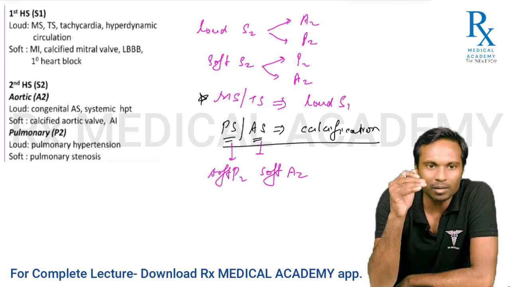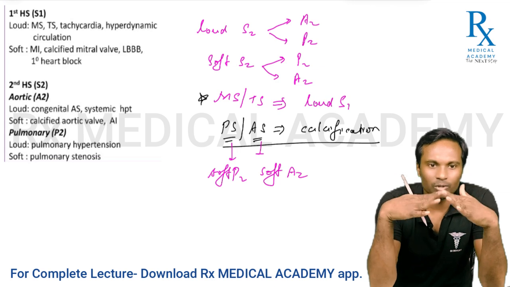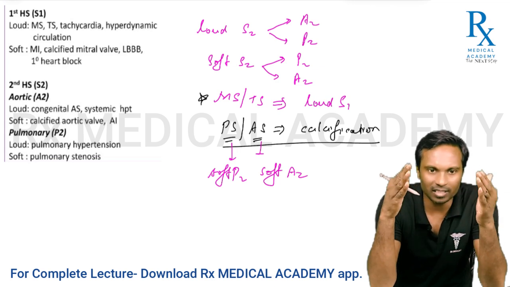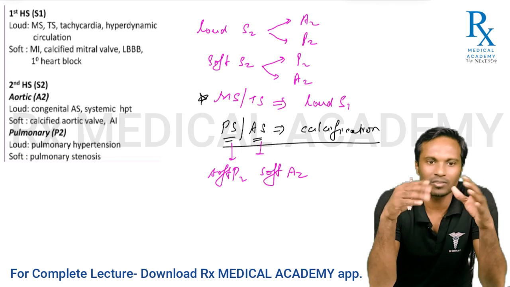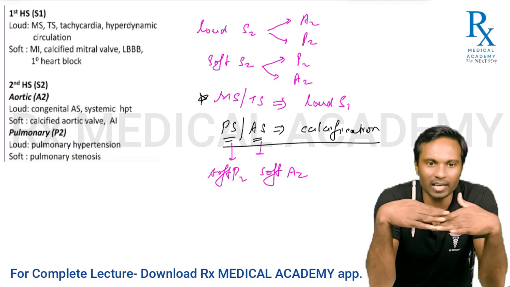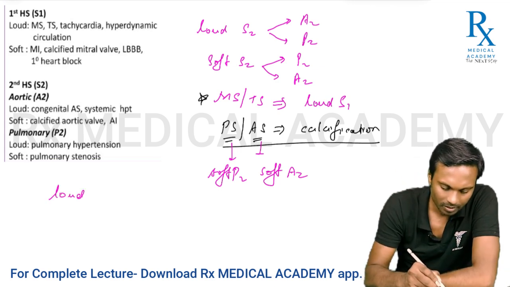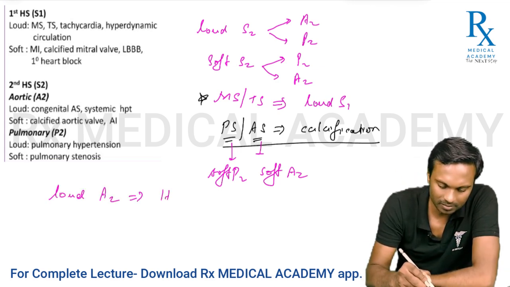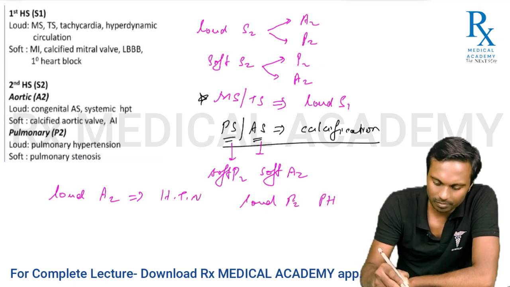When will this A2 and P2 get louder? See, in case of hypertension, aortic valves will close against a greater pressure. Similarly, in pulmonary hypertension, there will be greater pressure in the pulmonary arteries, so pulmonary valves will again close against greater pressure. So, for loud A2, you have hypertension. For loud P2, you have pulmonary hypertension.